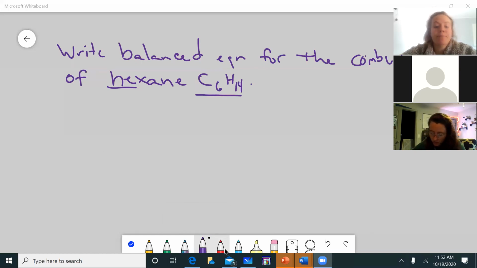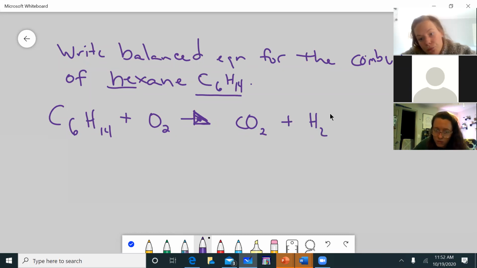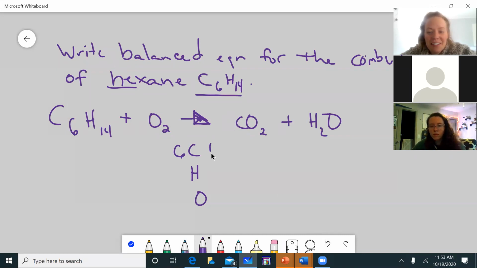Okay, so hexane, C6H14. We're going to combust it. So that means I have to combine it with oxygen. And oxygen is O2 because it's a diatomic. And this is going to produce CO2 and H2O. So I've got carbon, hydrogen, and oxygen. I'm going to balance my carbons first. So I've got 6 carbons there. So I'm going to throw a 6 here. Oh, you know what? Let me take inventory first. Okay, I've got 6 carbons, 1 carbon, 14, 2, 2, and 3.